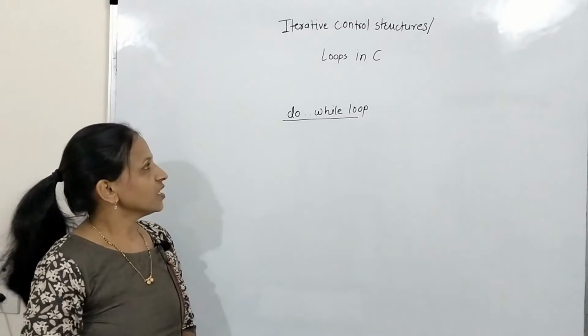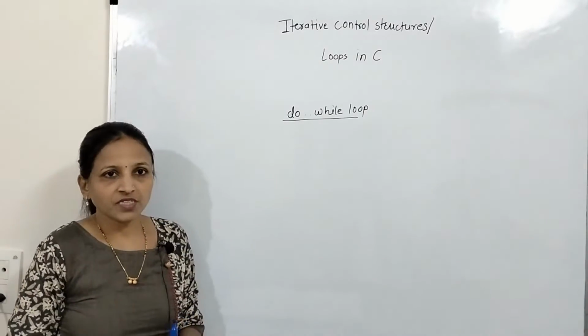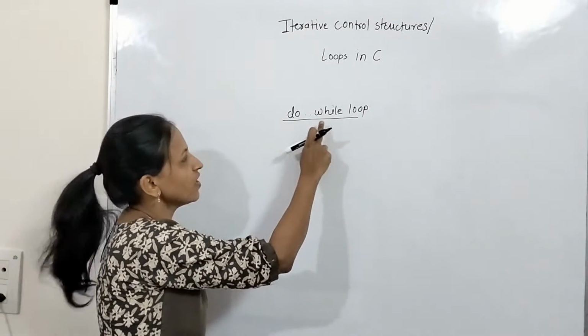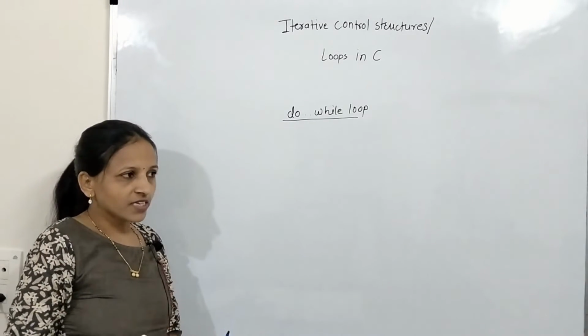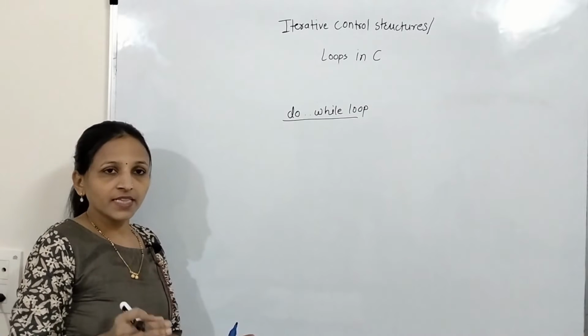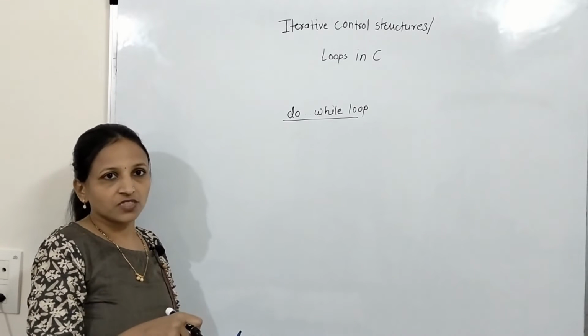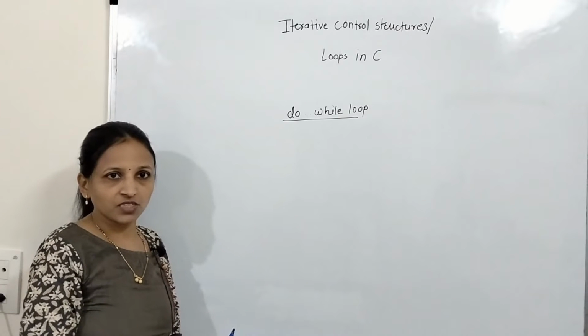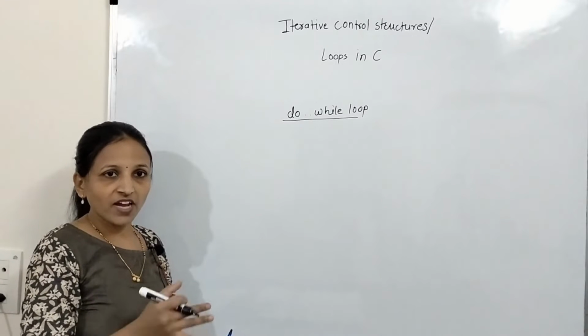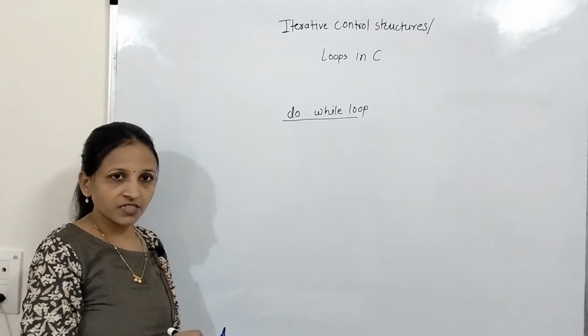Now see here, do while loop. This do is a keyword, while is also a keyword. We have already seen the while loop, in which only the while keyword is used, and the for loop, in which the for keyword is used. The syntax of while and for we have already covered.